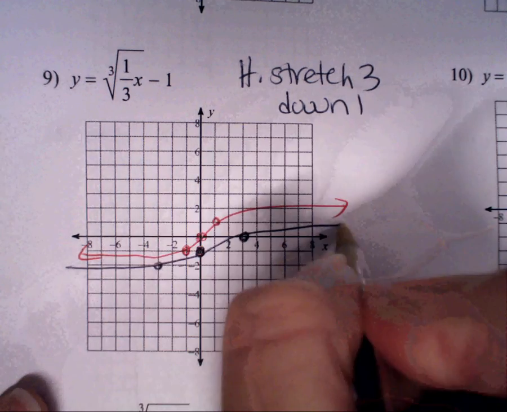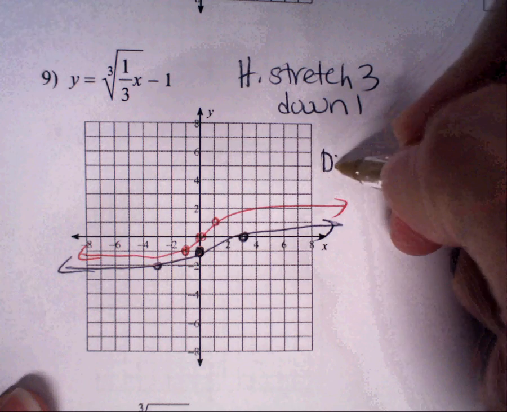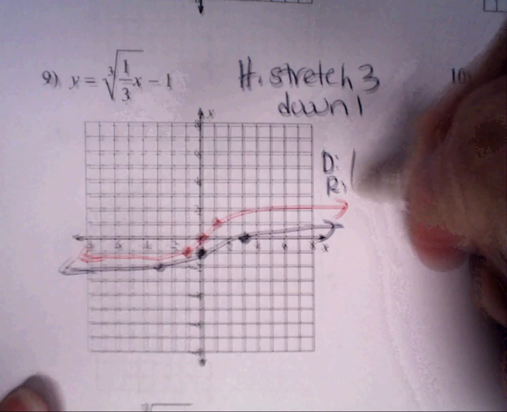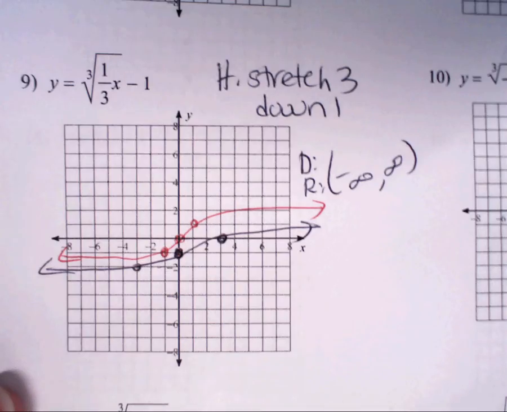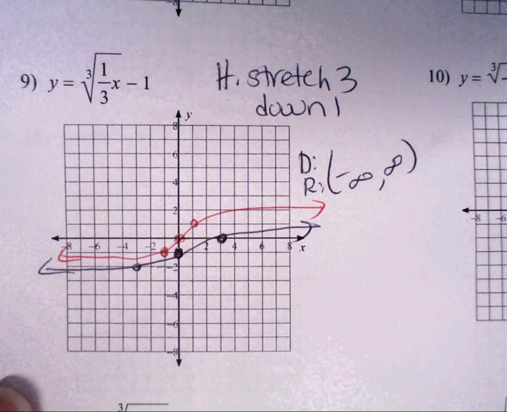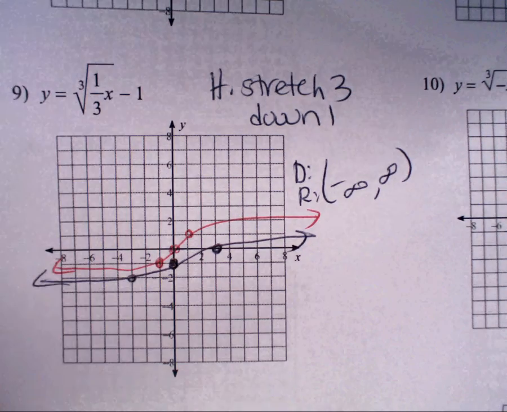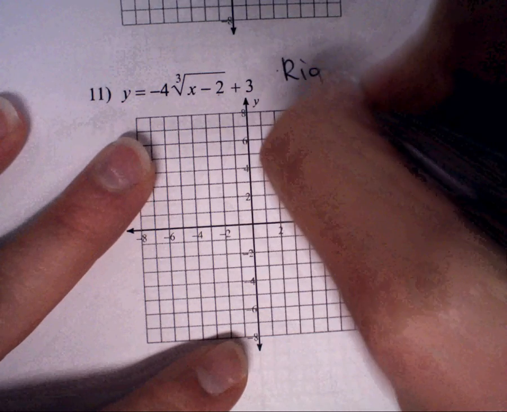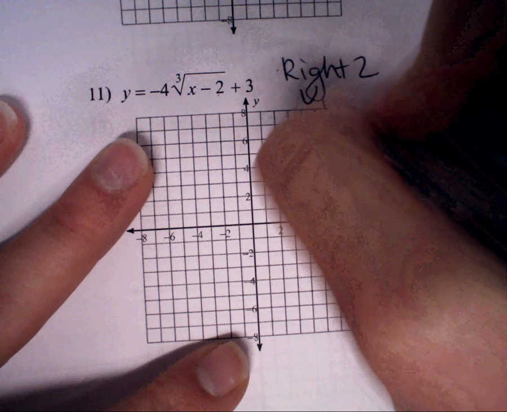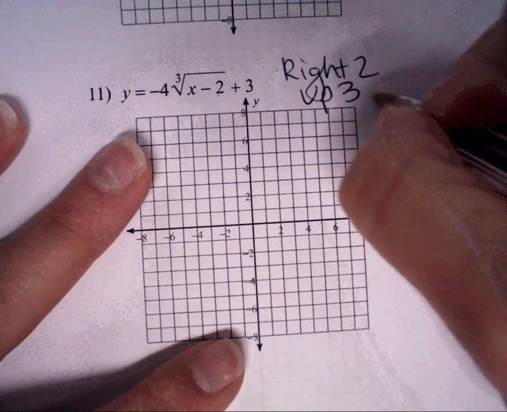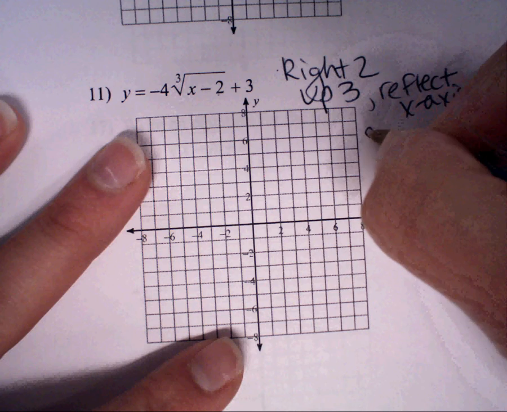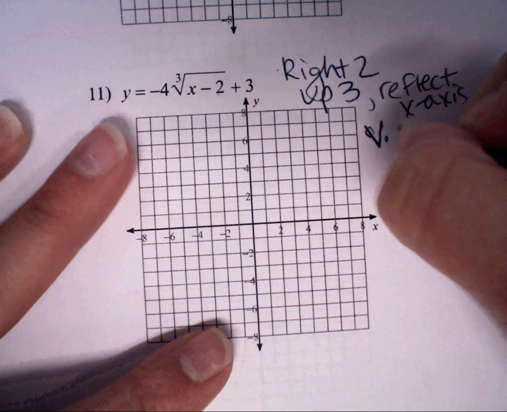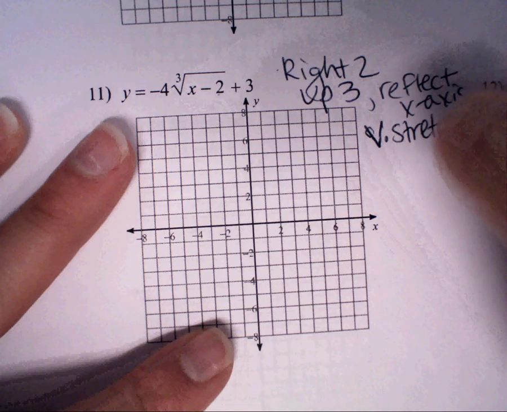My domain and my range are all negative infinity to infinity. All real numbers. So then if we look at number 10, not 10, 11, man, I'm just on point today. It's going to go right 2, up 3. It's going to reflect across the x-axis. It's also going to vertically, please be specific, stretch 4. So I'm going to go right 2, up 3.